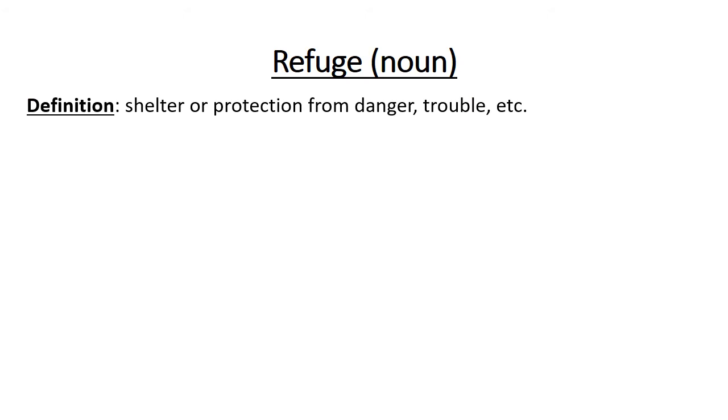Next word is refuge, which is a noun. A noun is a person, place, thing, animal, or idea. So here it says refuge means shelter or protection from danger, trouble, etc. So that means it's a noun because it is a thing. It is shelter.